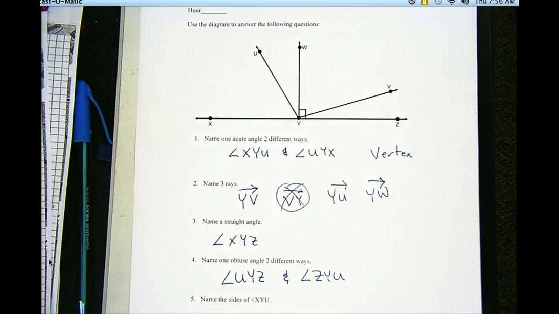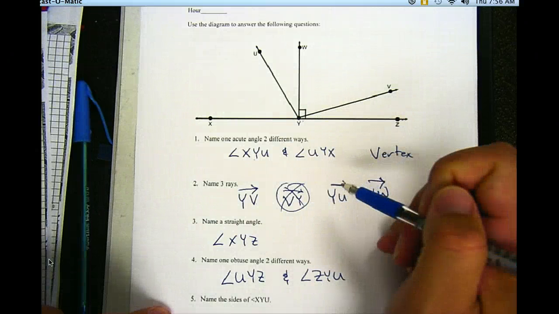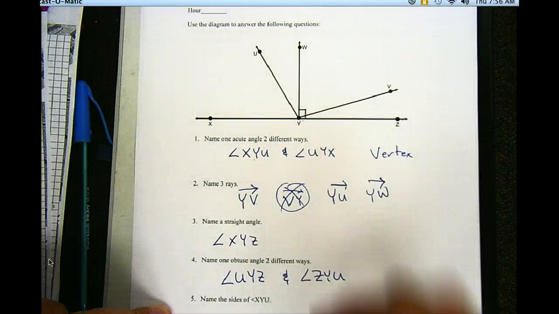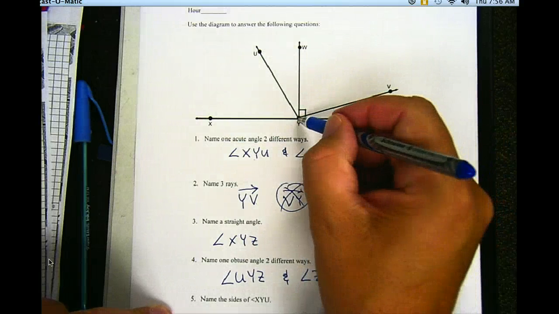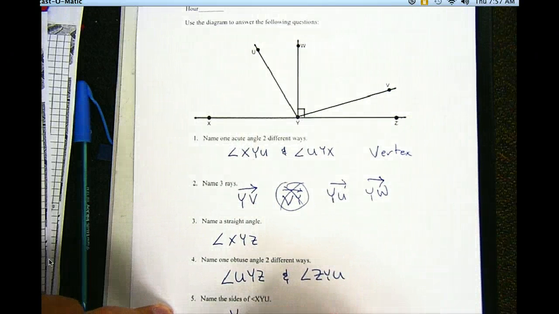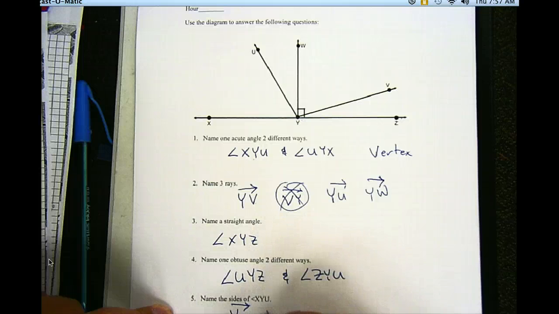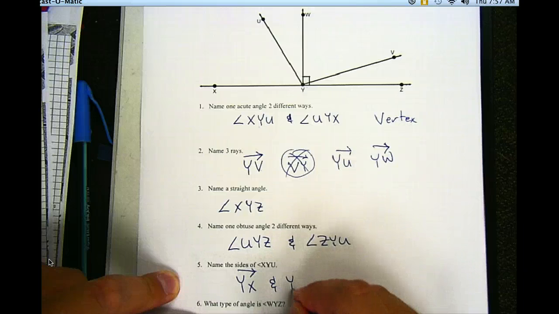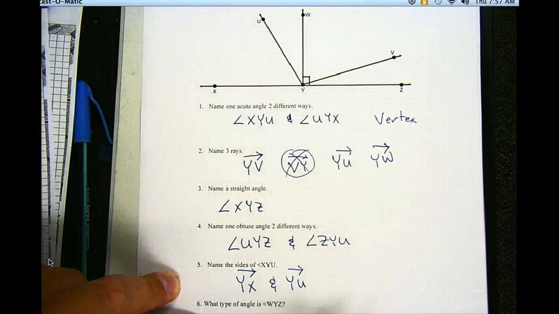Okay, name the sides of angle x, y, u. Now it's important to know that the sides of an angle are the two rays that come out from the vertex. So here's x, y, u, there's that angle. The two sides are y, x and y, u. So the two sides are y, x, and that's a ray. And the other side is going to be y, u. And that's a ray also.